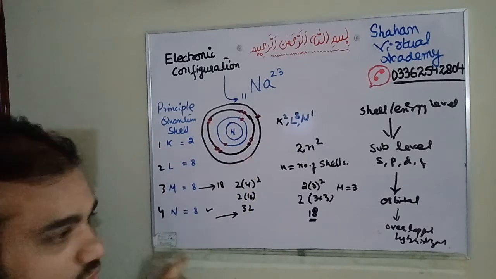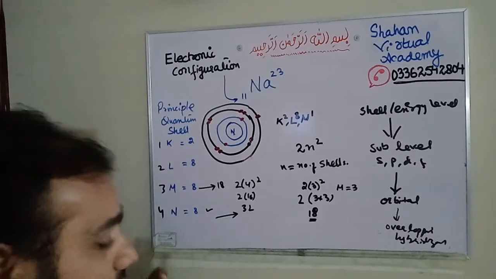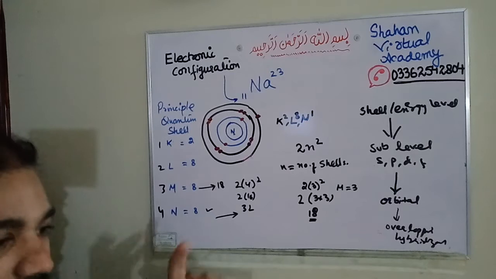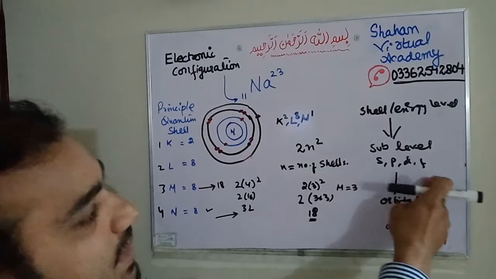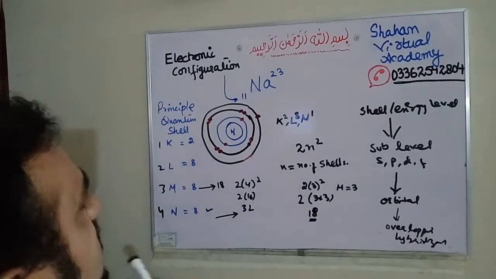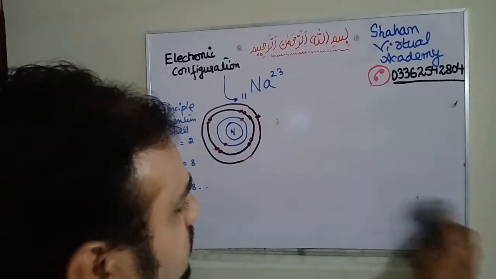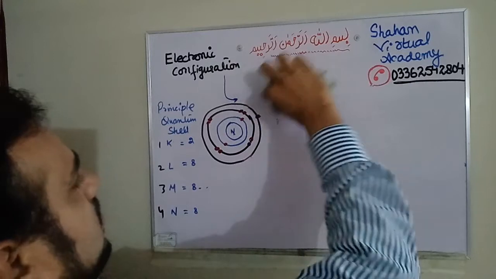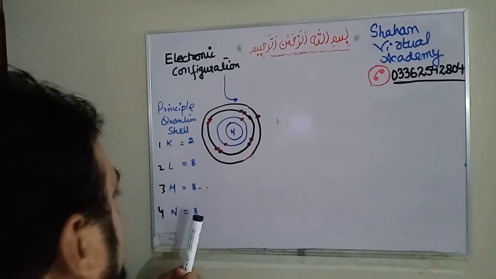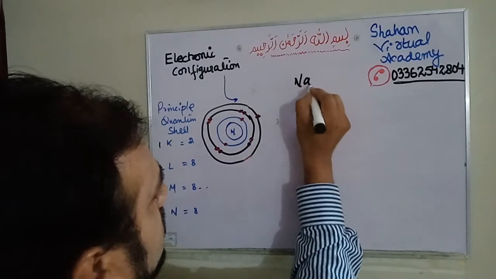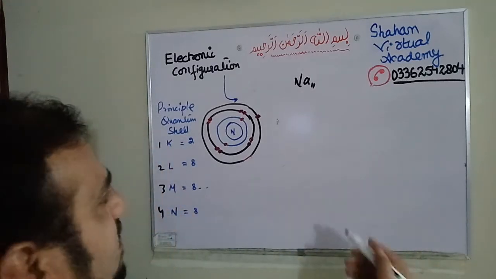We are only showing 8 electrons in the outermost shells. Eight electrons will remain on the outermost shell, while the other electrons will go to the sublevels. Now we move on to sodium. So how can we fill the sublevels?